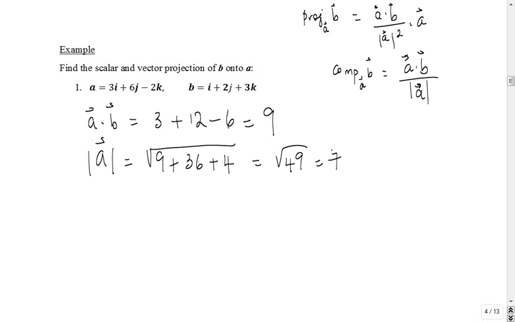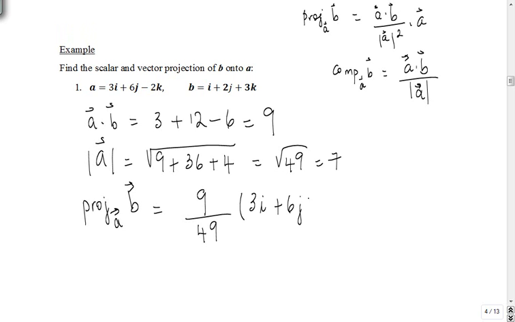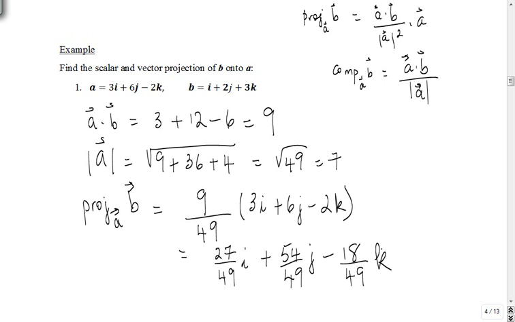So let's take all of this and put it into the formula. So the projection of B onto A is equal to A dot B, which we found to be 9, over the length of A squared, which is 49, times the vector A, which is 3I plus 6J minus 2K. And you just work that out. So that would be 27 over 49 I plus 54 over 49 J minus 18 over 49 K. So that's the vector projection.